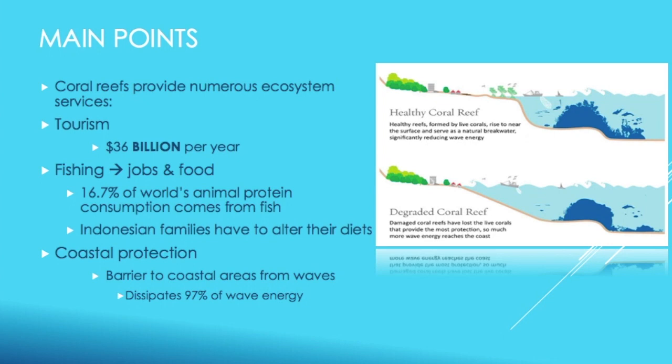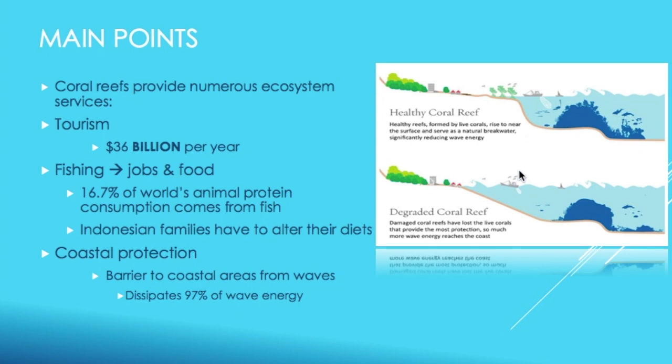One of the other important ecosystem services the coral reefs provide is coastal protection. The reefs act as a barrier to coastal areas from waves. So all the houses along the coast really need the reefs so that when there are large waves, it prevents flooding. Because the reefs actually dissipate 97% of wave energy, which is a really large portion.